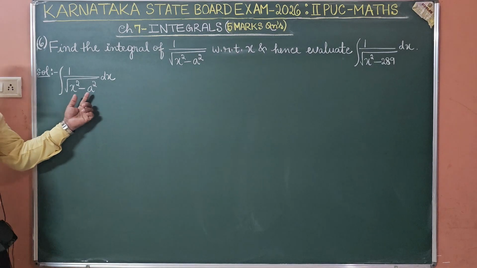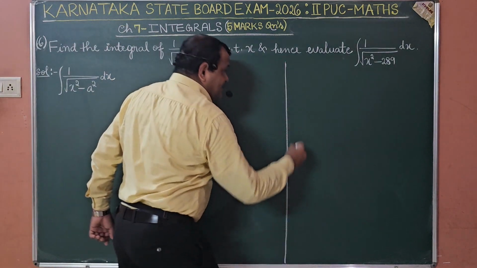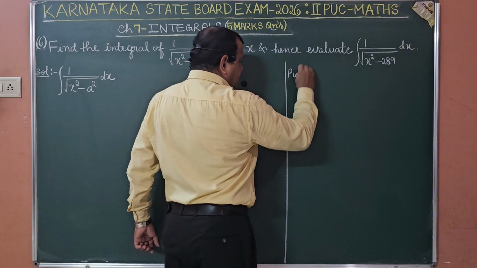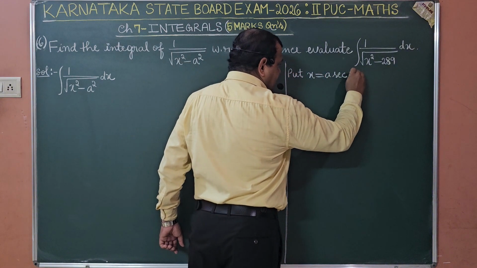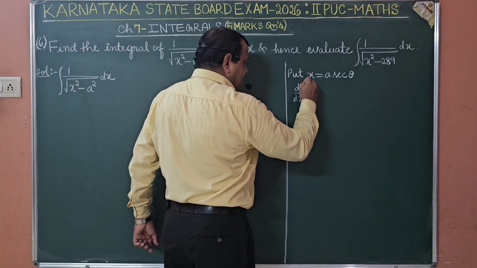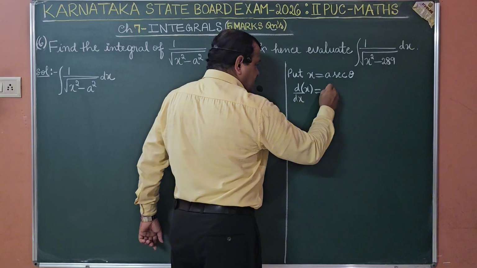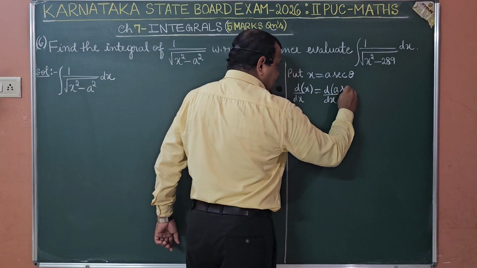So here the substitution to be done is put x equal to a into secant theta. Therefore, we differentiate with respect to x. d by dx of x is d by dx of a secant theta.